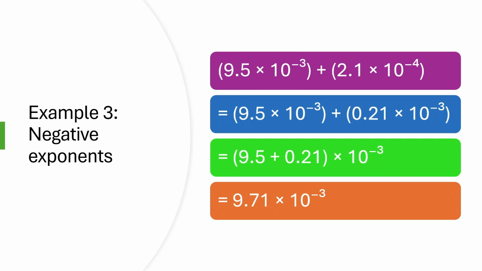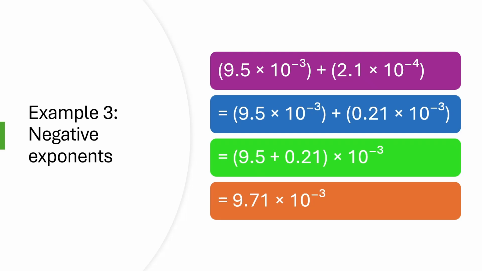Now we have another example, example number 3. In this case, we have negative exponents. So the items are 9.5 times 10 to the negative 3 plus 2.1 times 10 to the negative 4. As I've said, we're going to change the lesser exponent into the bigger exponent. So we're going to change negative 4 into negative 3.